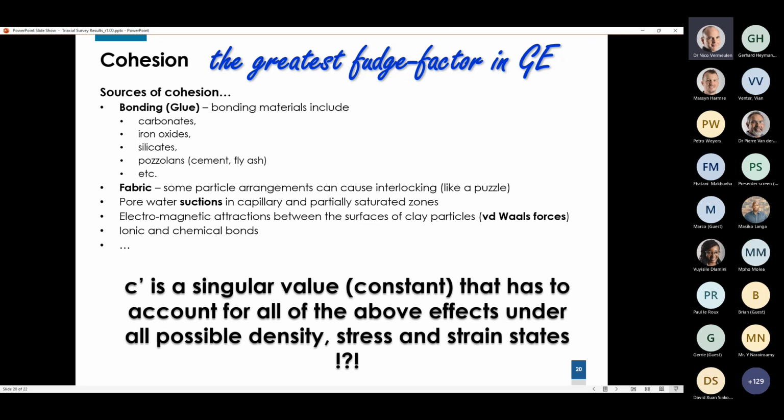And again, we've got all of this complex phenomena, all of this complex behavior contained in a single value that remains constant. It is quite madness in a way. And so I guess what I'm trying to say is to advocate caution when assigning cohesion to a soil, unless you have a good reason to expect that cohesion to be real.